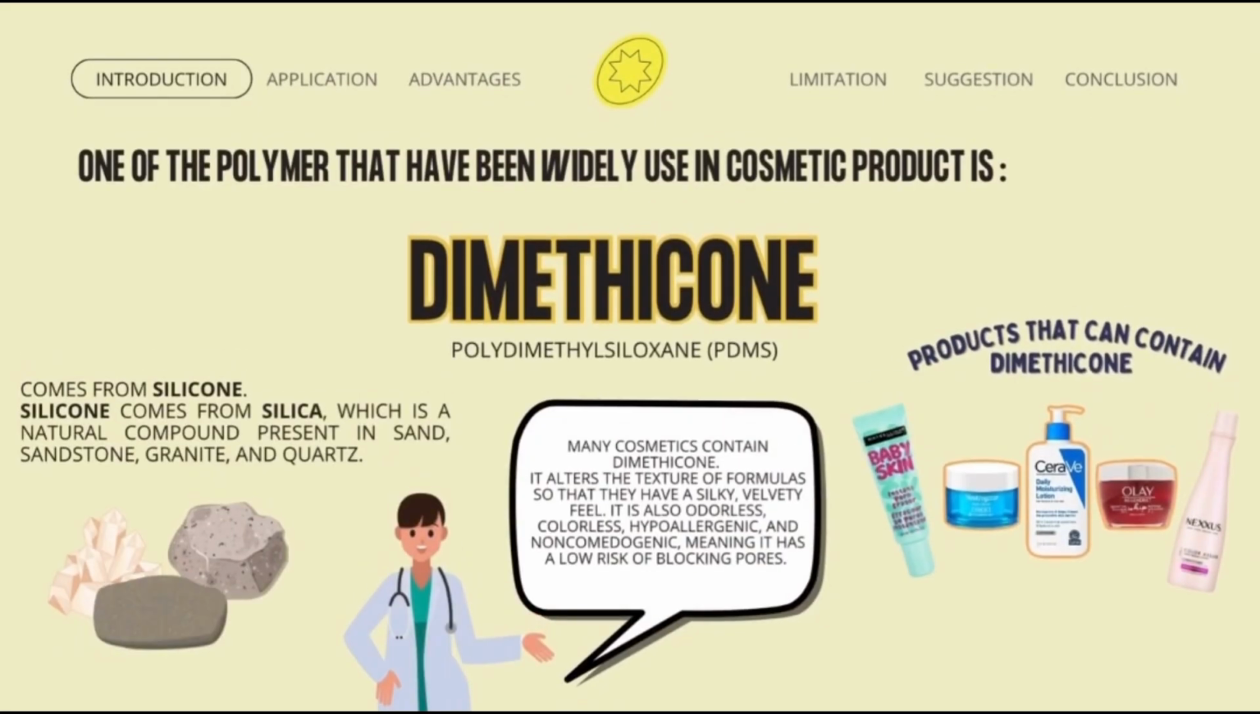One of the polymers that has been widely used in cosmetic products is polydimethylsiloxane, also known as dimethicone. This polymer comes from silicon. Silicon comes from silica, which is a natural compound present in sand, sandstone, granite, and quartz.